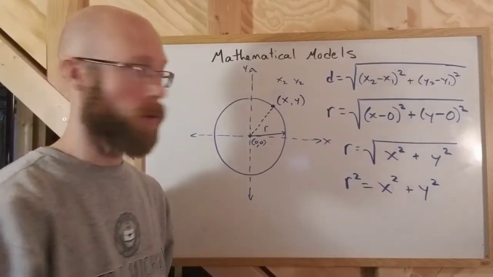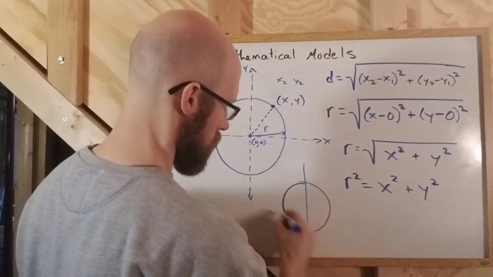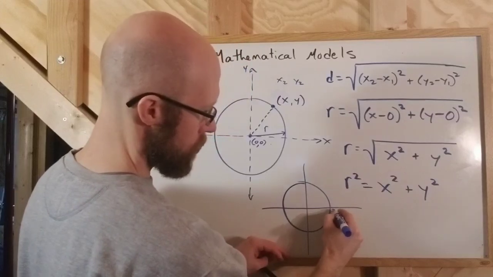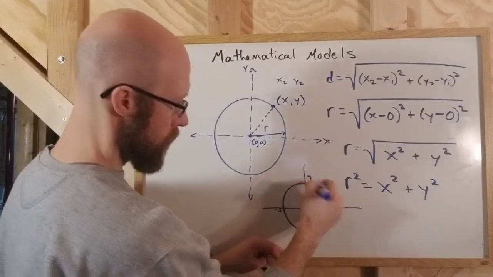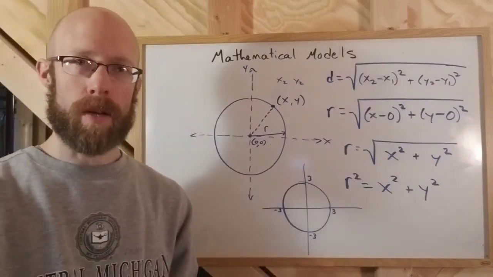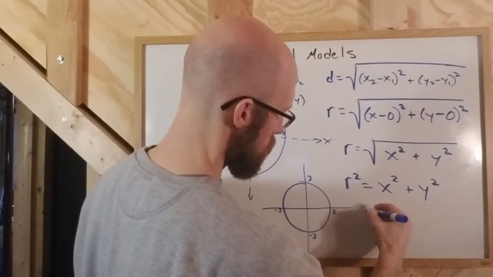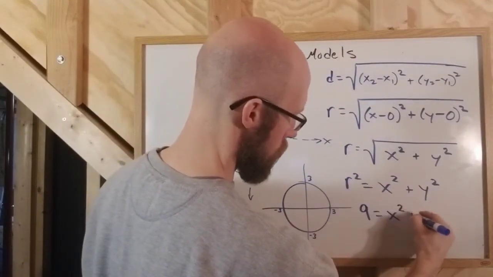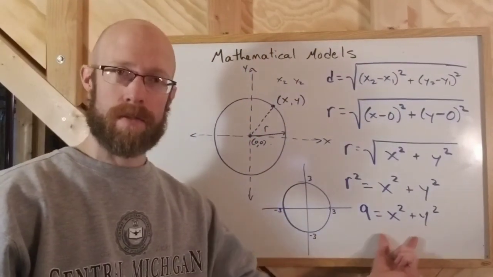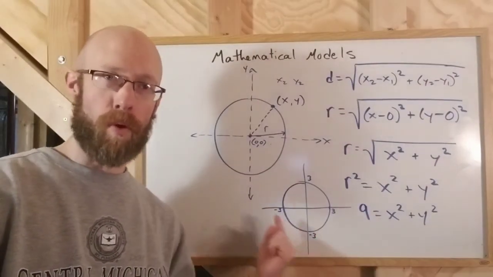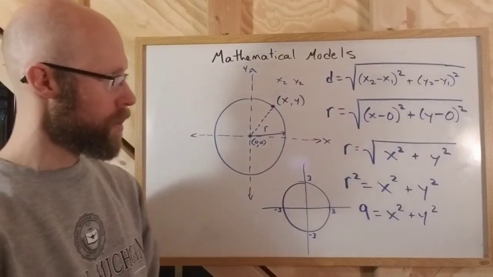So, for instance, let's take a circle whose radius is 3. It goes out to 3 here, to -3, and so on. The radius is 3, centered about the origin. Then 3 squared is 9. So the equation of that circle is 9 equals x squared plus y squared. Every point that satisfies this equation will be a point on that circle. So that's a general formula for a circle.